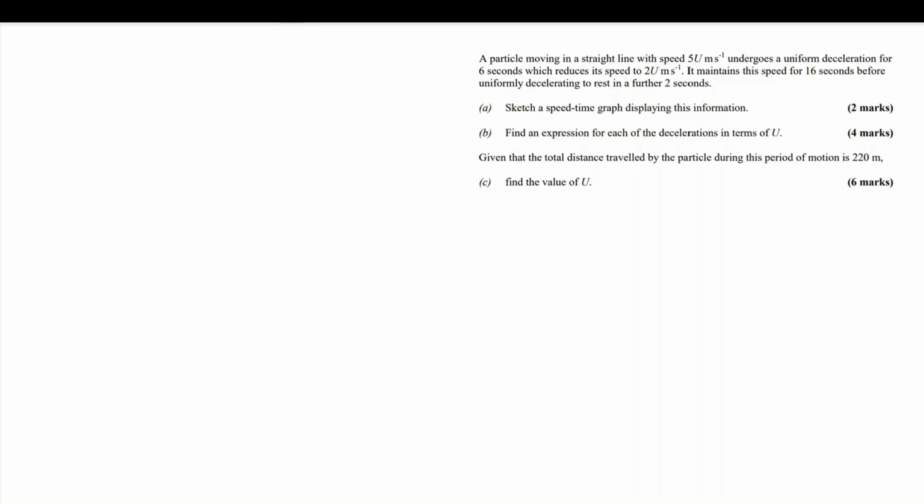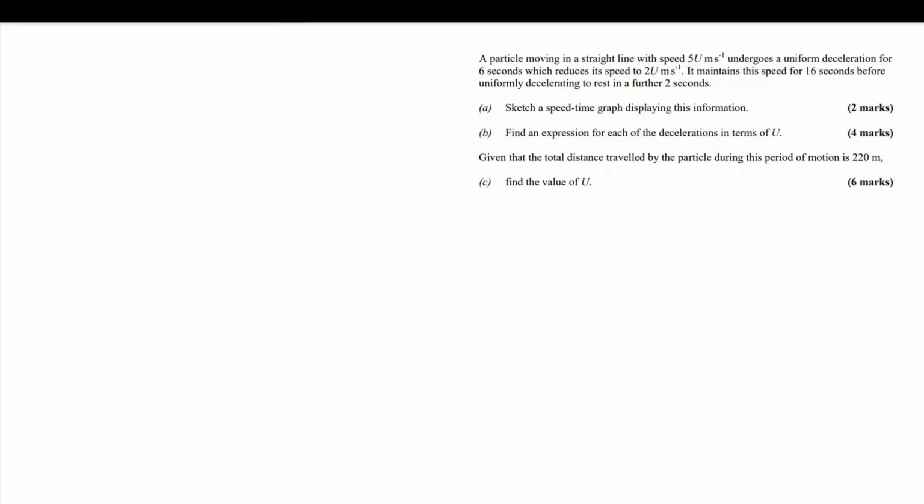In this question, we're told that a particle moving in a straight line with speed 5u undergoes a uniform deceleration for 6 seconds, which reduces its speed to 2u. It maintains this speed for 16 seconds before uniformly decelerating to rest in a further 2 seconds. We're first asked to sketch a speed-time graph displaying this information.